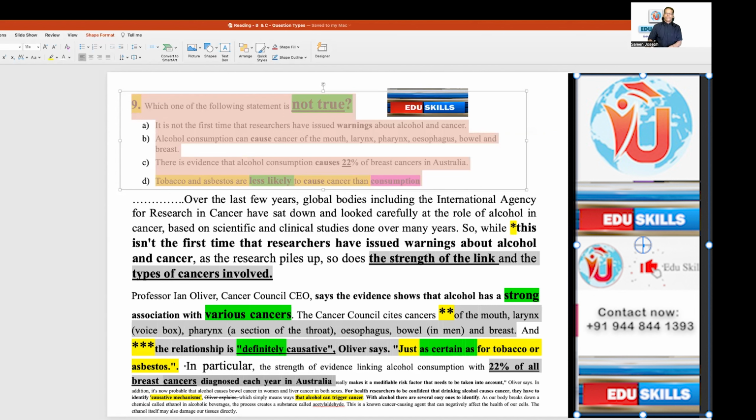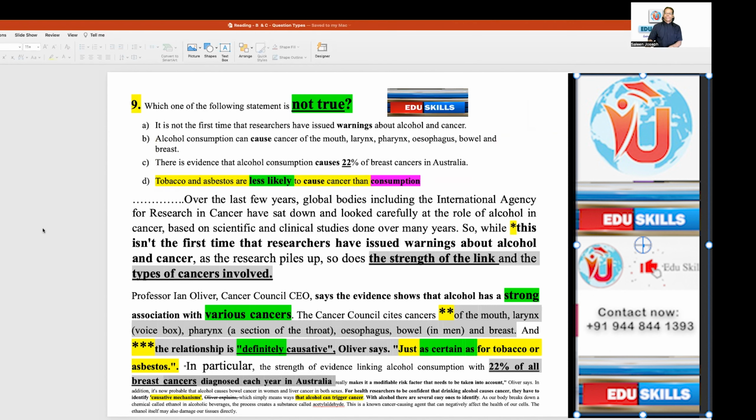Let's just listen. 9. Which one of the following statements is not true? It is not the first time that researchers have issued warnings about alcohol and cancer. Alcohol consumption can cause cancer of the mouth, larynx, pharynx, esophagus, bowel and breast. There is evidence that alcohol consumption causes 22% of breast cancers in Australia. Tobacco and asbestos are less likely to cause cancer than consumption.